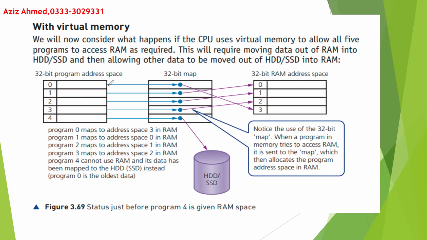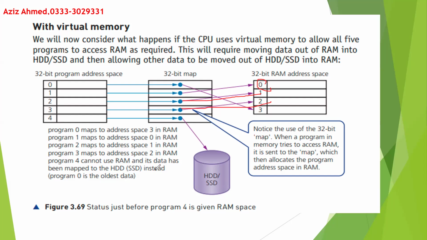So basically, in the 32-bit program address space, program 0 maps to address space 3 in RAM. This is program 0. Now this is given 32-bit memory, and then another space area. So these are basically rerouted. And 1 is here and given space here. And 2 is here, given space here. And 3 is here, given space here. So it says program 0 maps to address space 3, program 1 maps to address space 0, program 2 maps to address space 1, and program 3 maps to address space 2 in RAM.